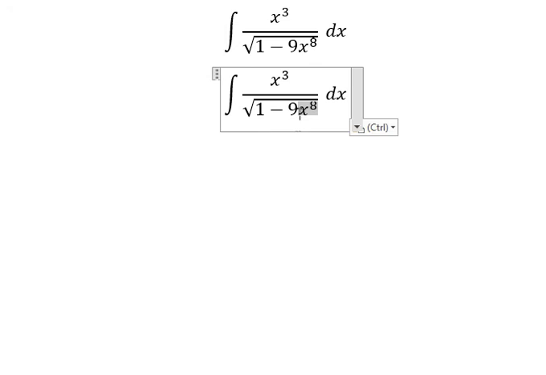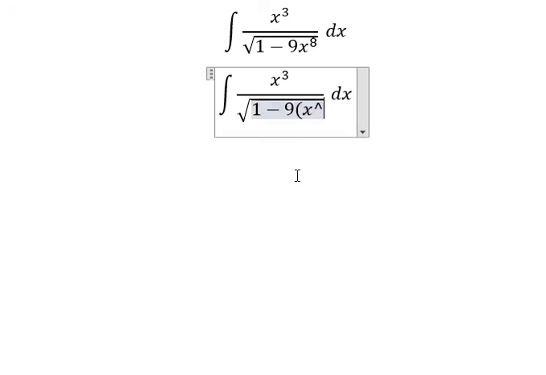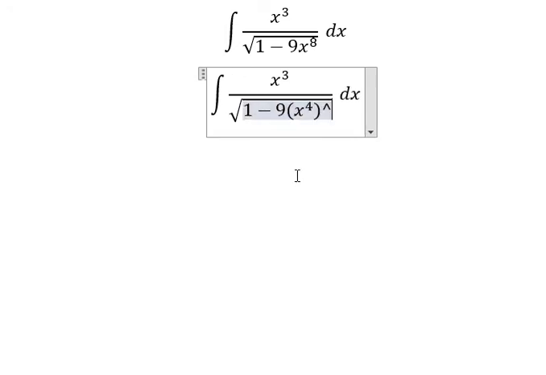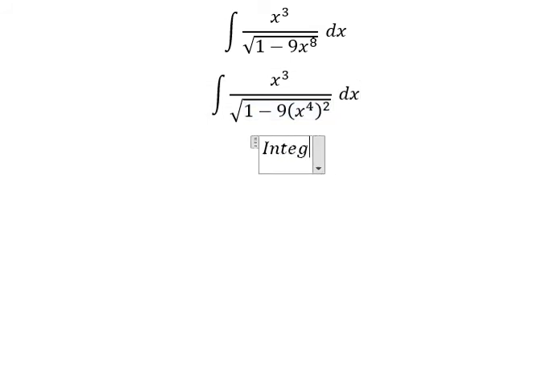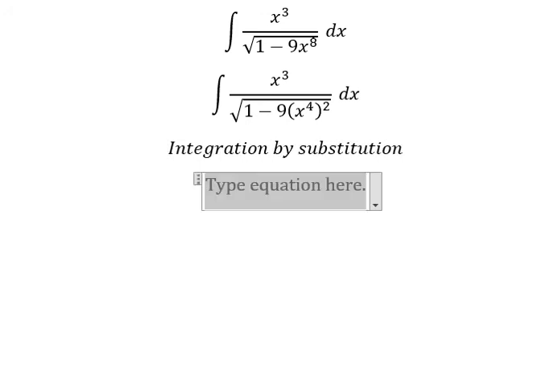About s to the power of 8, that is s to the power of 4 to the power of 2. Next, we need to use integration by substitution. So I need to put u equals s to the power of 4.